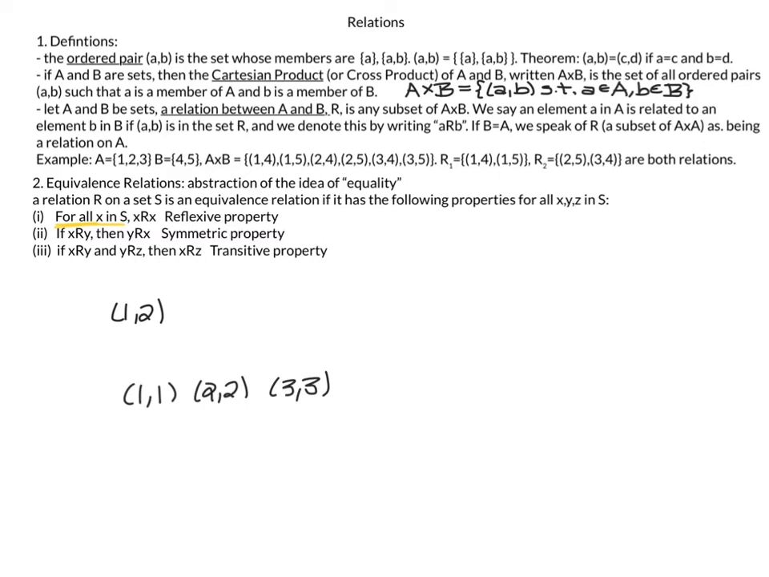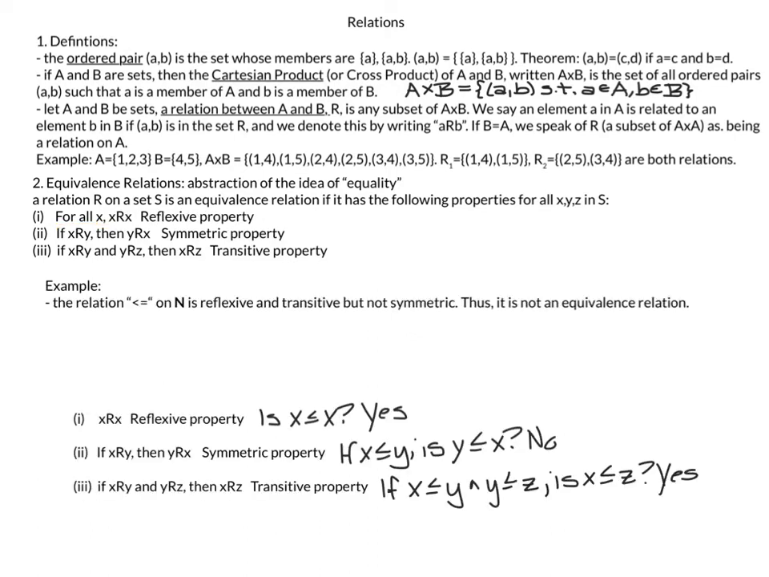I should warn you, I often abbreviate this first property, and instead of saying for all x in S, I just write this: x is related to x, and this is reflexive. And so you'll just have to remember that there's an implied for all x in S. I'm sorry, sometimes I'm just very lazy.